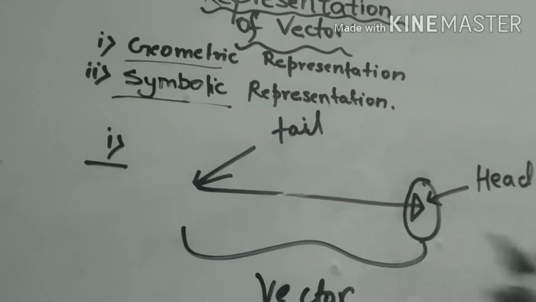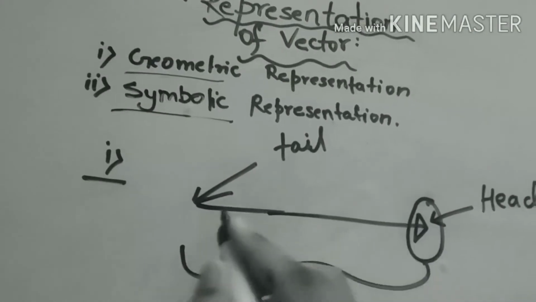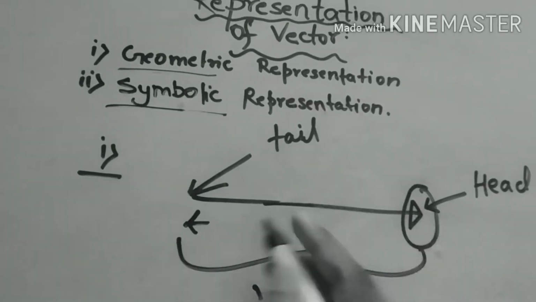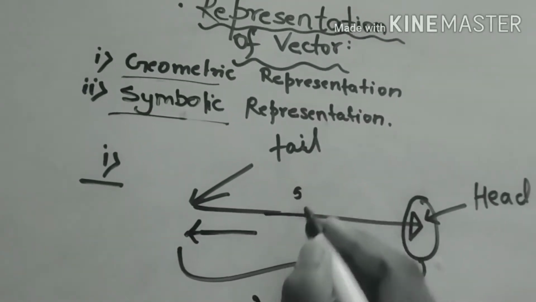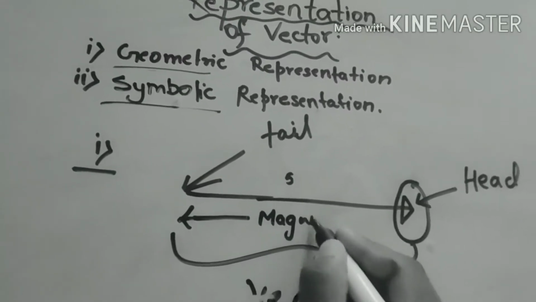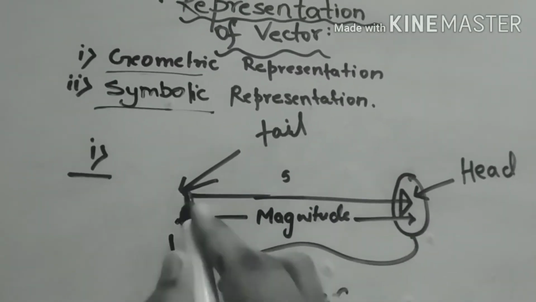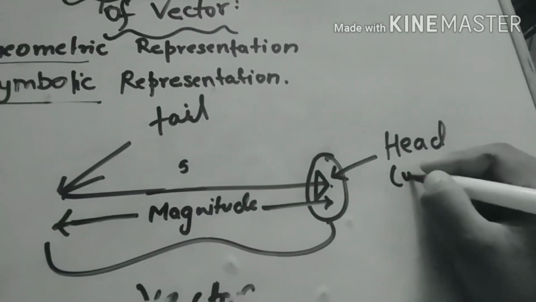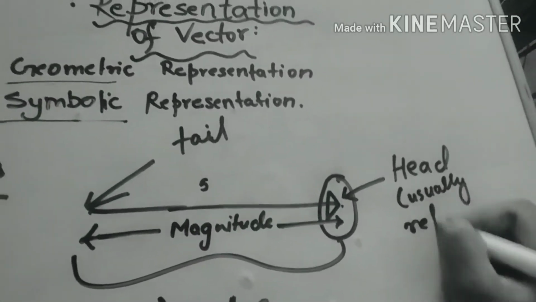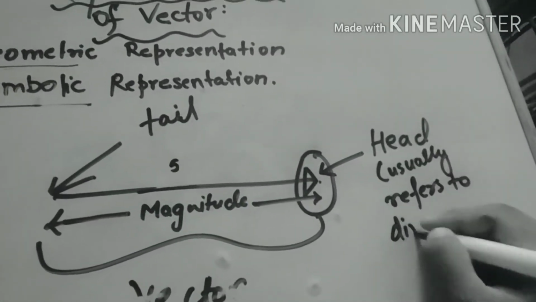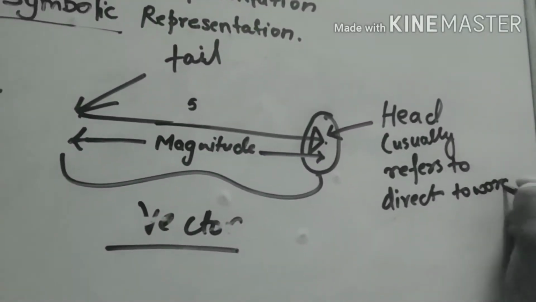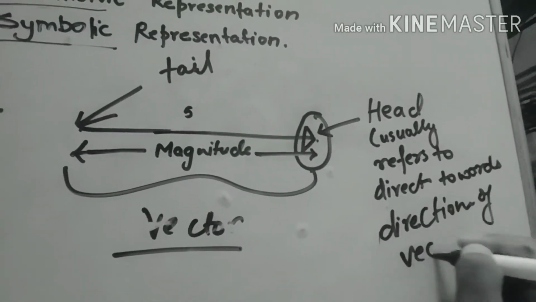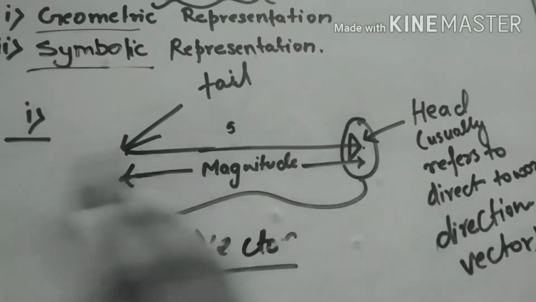And this length is the magnitude of the vector. Means if the length of this is given as 5 centimeter, then 5 is the magnitude of the vector. The distance from its tail to head is called the magnitude. The head refers or directs towards the direction of the vector.